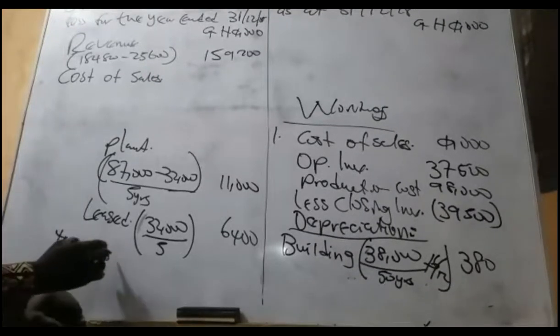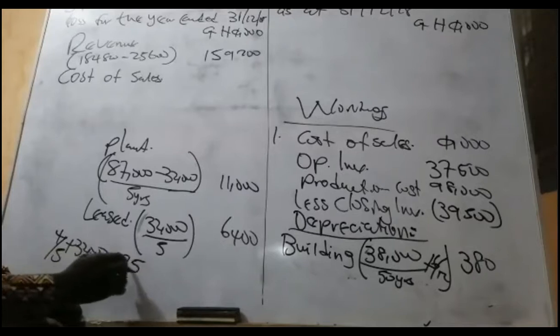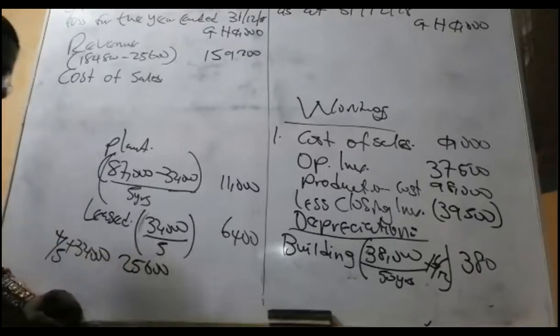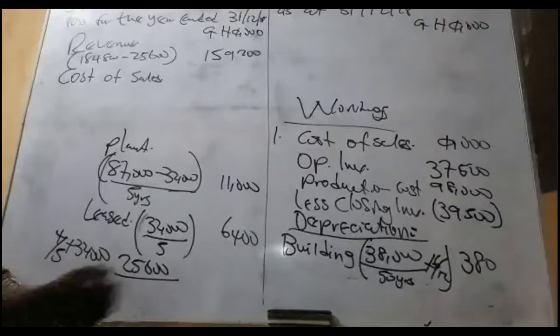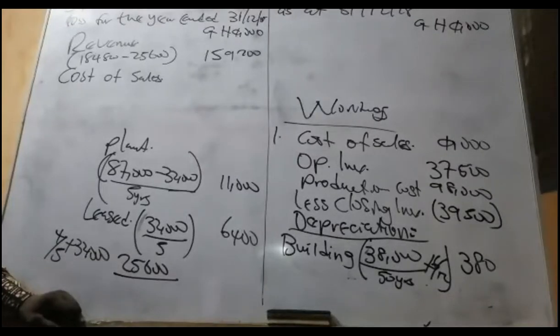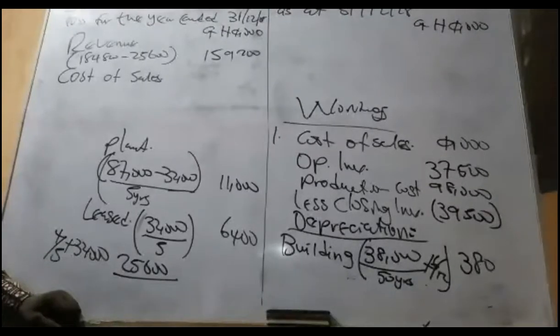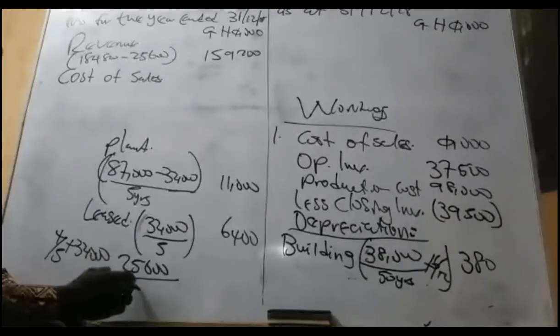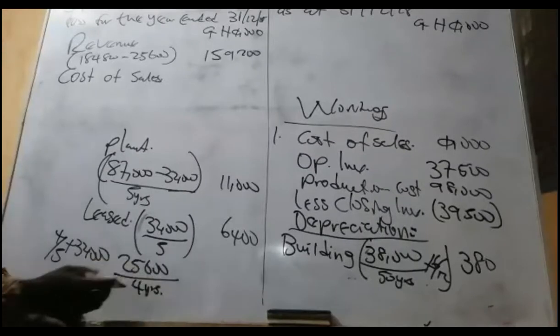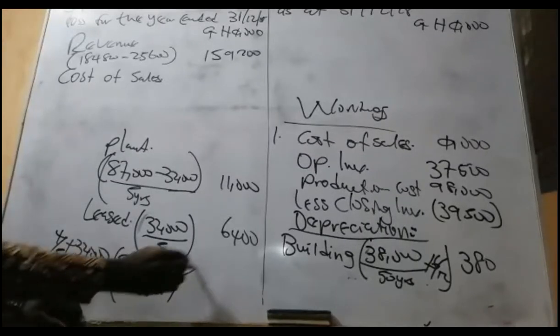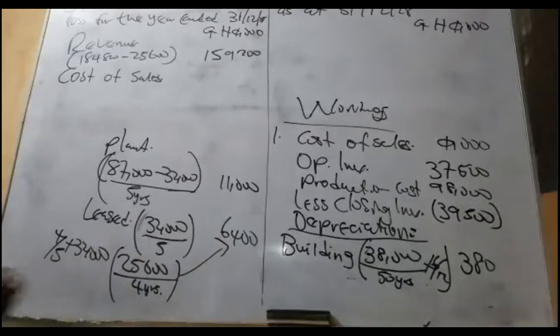So the carrying amount of the asset I've calculated is 25,600. I'll now divide this over the shorter of the lease term and the useful life, which is 4 years. If I divide this by 4 years, it must give me the same answer as this. Basically, that is it. Agreed. So this divided by 4, that's 6.4.